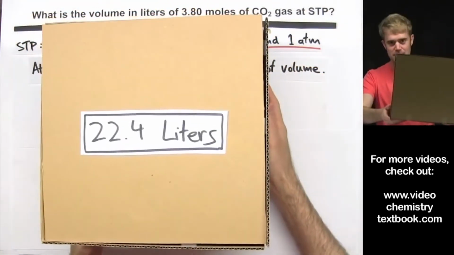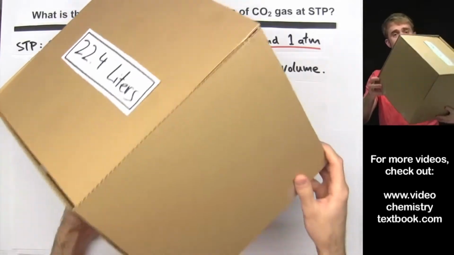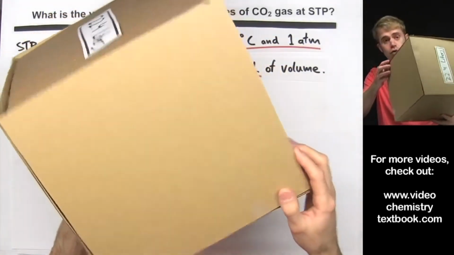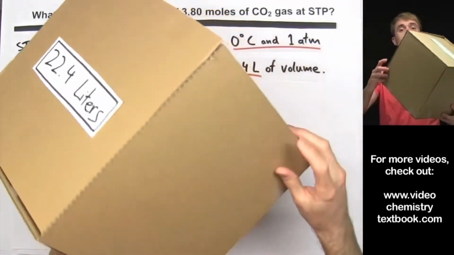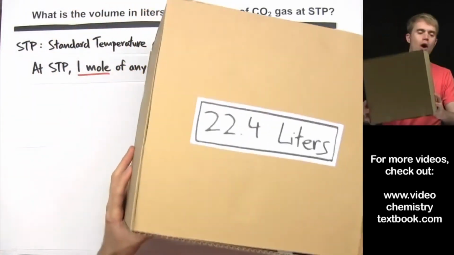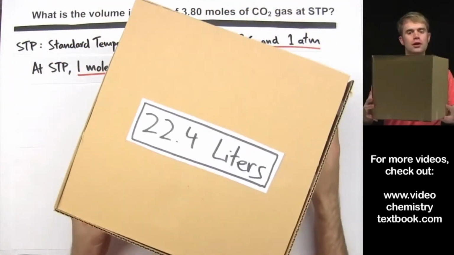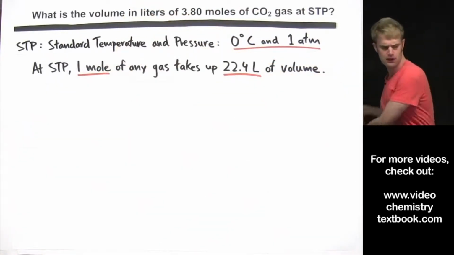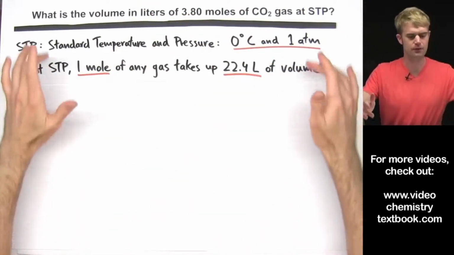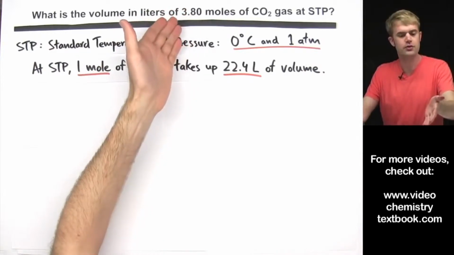So if we were at STP and we filled this box up with gas, or we had a balloon that was the size of this box and we filled it up with gas, we would have 1 mole of gas here in these 22.4 liters, okay? So using this information, let's think through this problem.